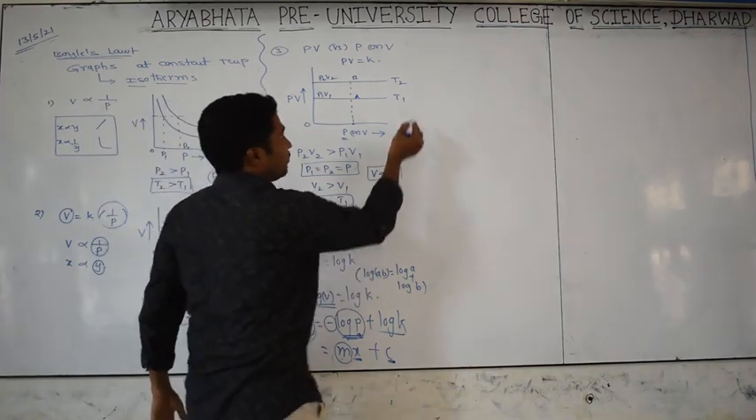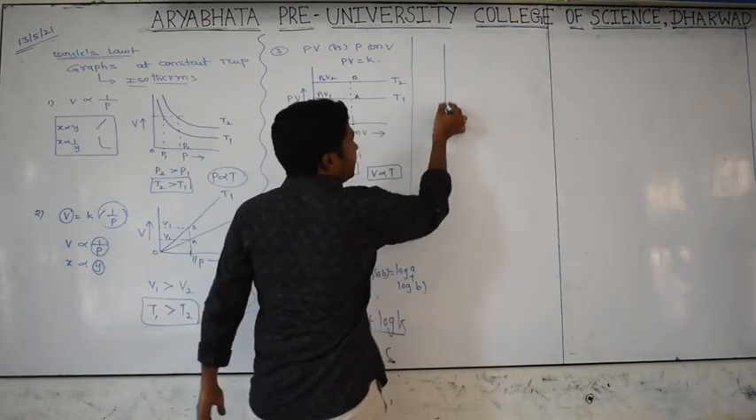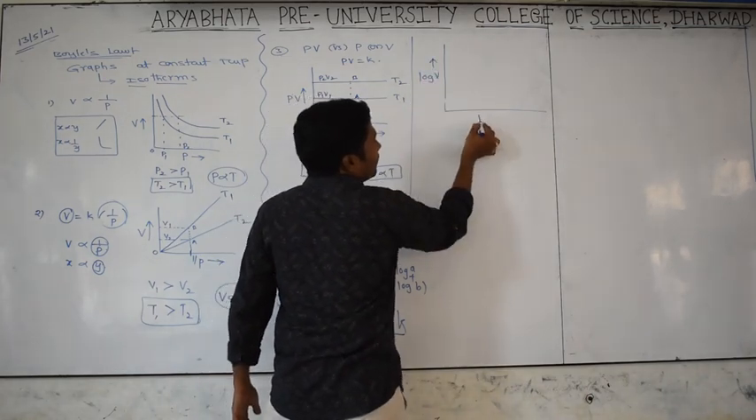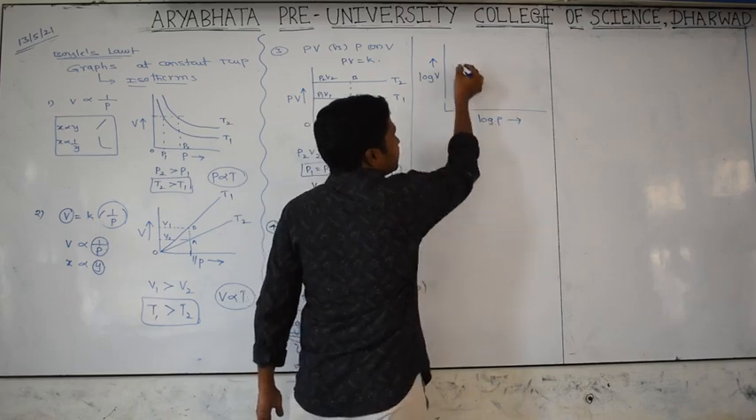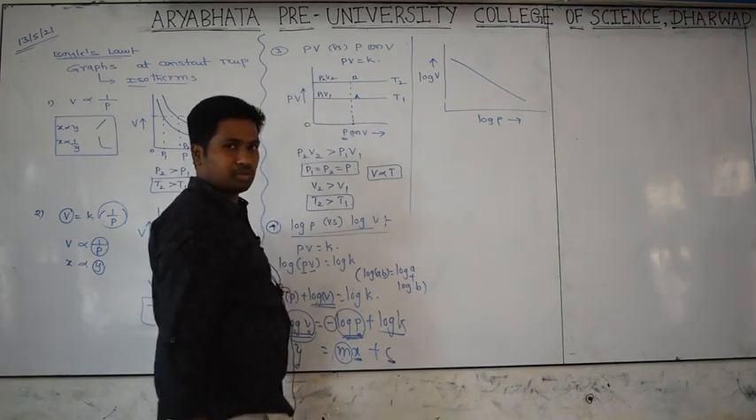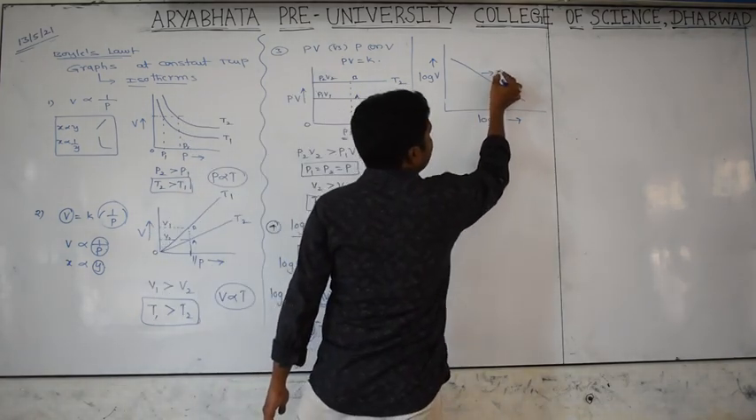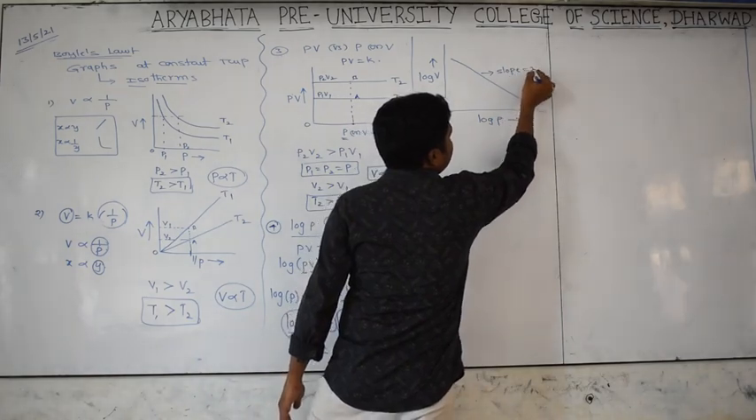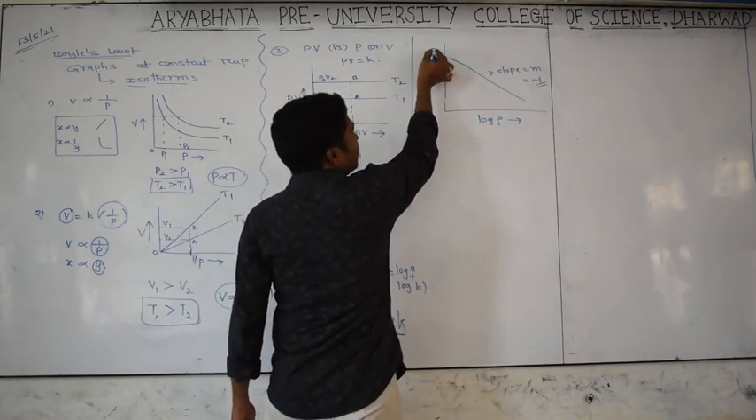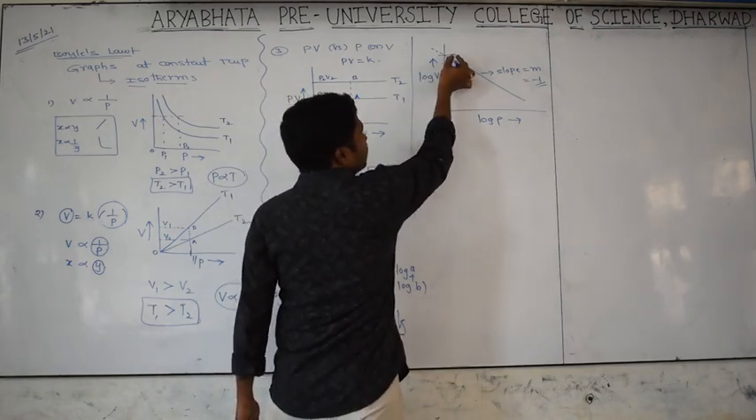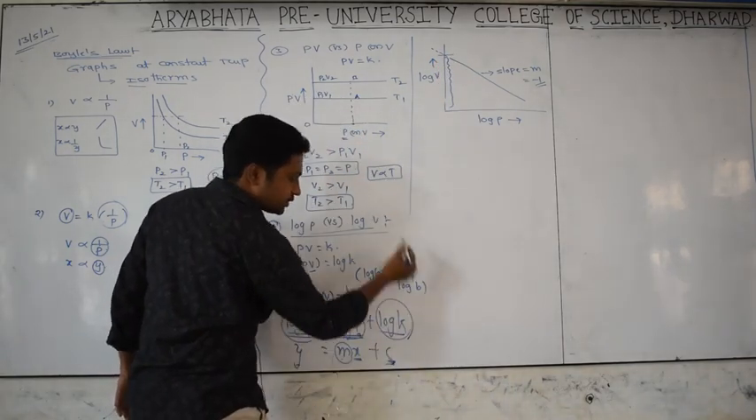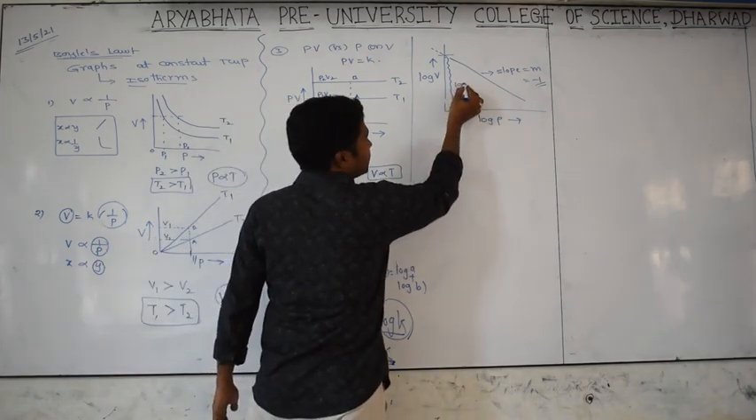I will write that, see carefully. If you take log of V on the y-axis and log of P on the x-axis, this has been asked several times. You get a straight line like this: coming down is a negative slope, coming upwards is a positive slope. What is the slope of this straight line? The slope m equals -1. And if you extend this line, it intercepts here. This intercept gives nothing but c. Instead of c, what is there? Log of k. This gap indicates log of k.